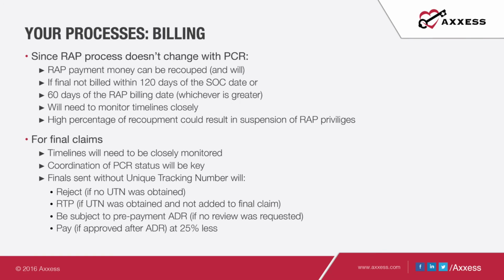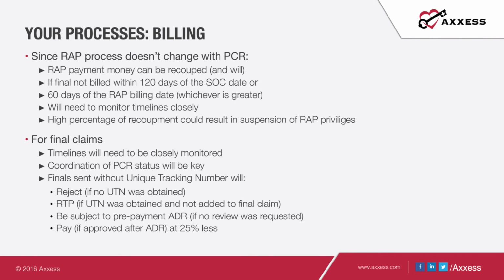Make sure you coordinate with your PreClaim review status. That's going to be real important to make sure you don't have RTPs because you left off the unique tracking number and such. Remember, if the final is sent without the UTN, it's going to reject if you never got a UTN to begin with, or it'll return to provider or RTP if you got a UTN and you forgot to add it on the claim.